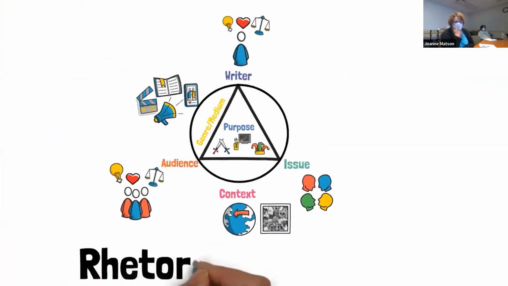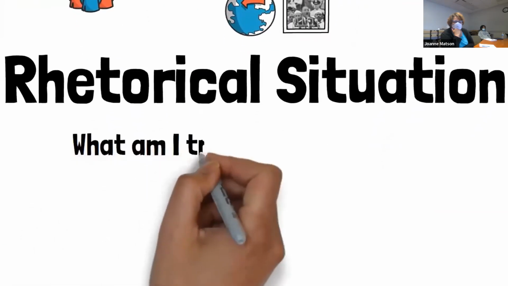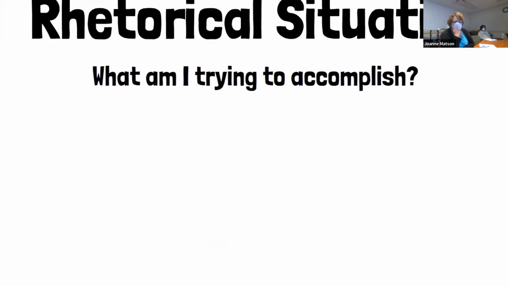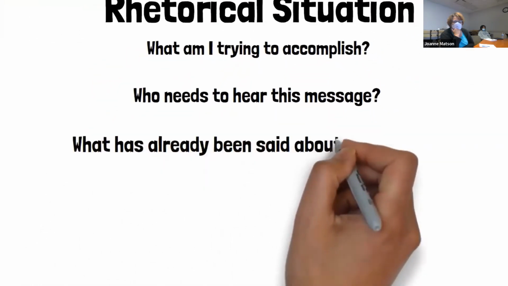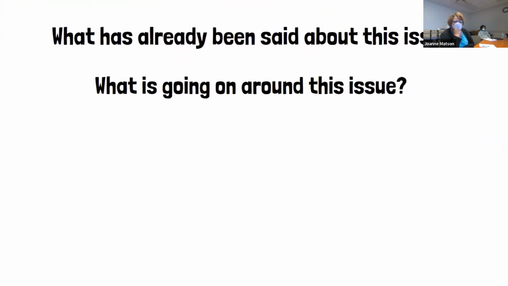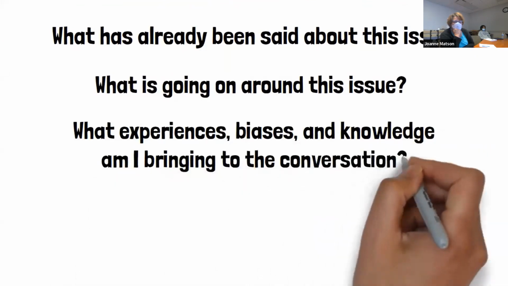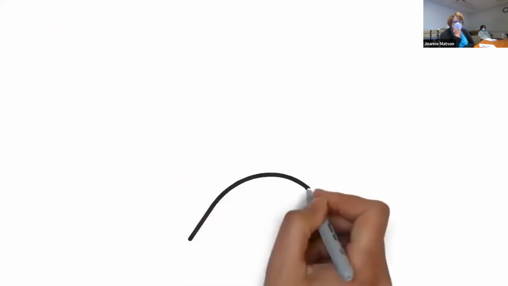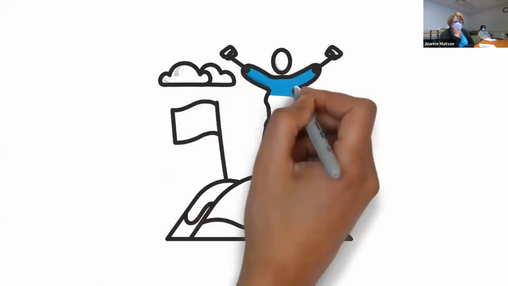All of these ideas together make up the rhetorical situation, and considering these elements can make you a much stronger writer. So the next time you sit down to write, consider, what am I trying to accomplish? Who needs to hear this message? What has already been said about this issue? What is going on around this issue? What experiences, biases, and knowledge am I bringing to the conversation? If you consider these elements carefully, you will be able to construct a clear and impactful piece of writing.